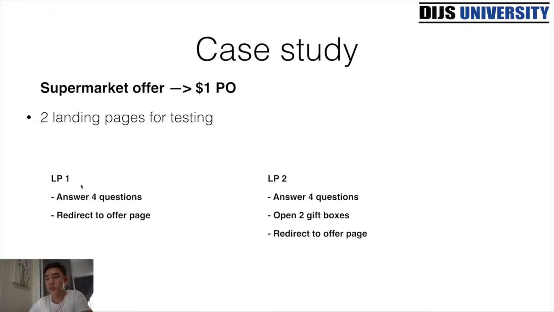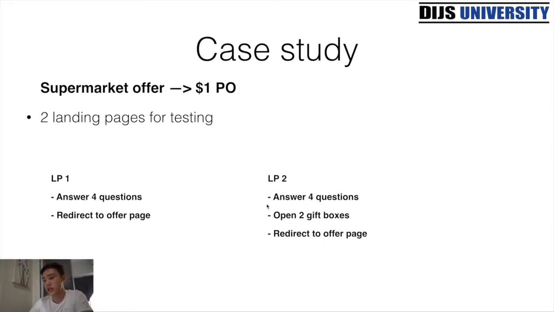Landing page number 1 was a simple landing page where they had to answer 4 simple questions. These were questions like, what is your age? Where do you buy your groceries? Do you often visit this specific grocery store? And how much do you spend on groceries? Really simple questions, but it does warm up the audience. After they've answered these questions, they are brought directly to the offer page.